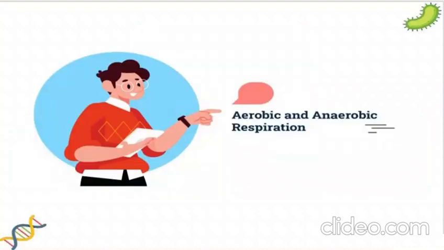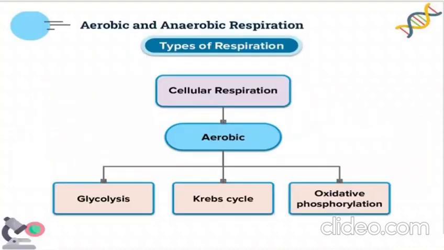Let's study aerobic and anaerobic respiration. Now, when I talk about the types of respiration, we talk about aerobic first. Aerobic respiration consists of three processes. The first process is glycolysis, the second is the Krebs cycle, and the third one is oxidative phosphorylation. These are the processes we have to study.